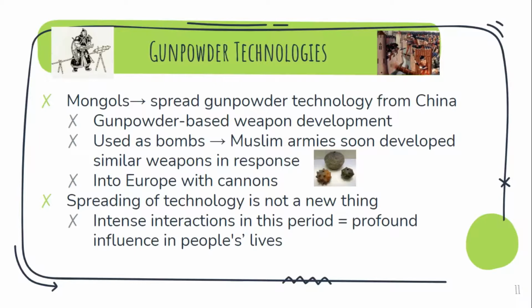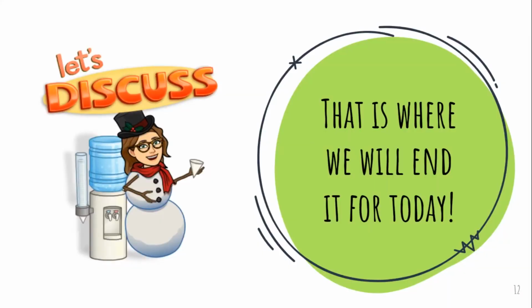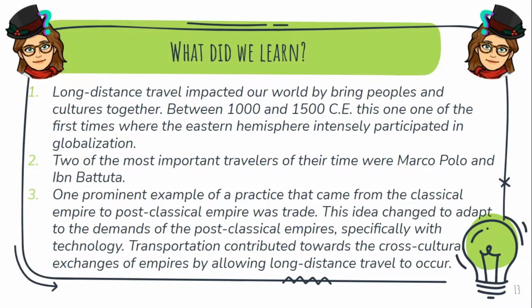But once again, the spread of technology is not a new thing. We've been looking at this all throughout not only this unit, but this whole entire semester. But the key part here is that it was intense, right? This intense interaction period created profound influences in people's lives, such as through diplomacy, through sugar, right? Through gunpowder. And we're going to see more next unit how this really impacted peoples. So that's where we're going to end it for today. So what did we learn?